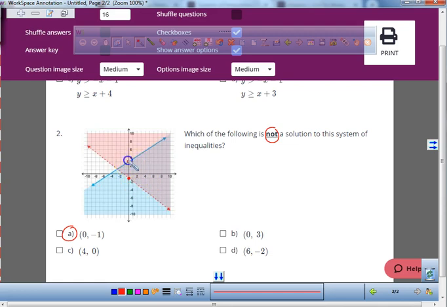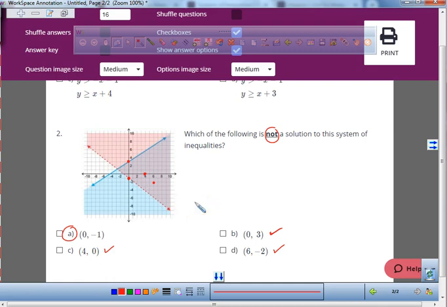Now (0, 3), check this out. (0, 3) is right there. That's on the solid line, and that's considered part of the solution. So that would be a solution. Right here, check. (6, -2). Well, that's easy, right? You can clearly see that's a solution. And (4, 0), you can clearly see that's a solution.